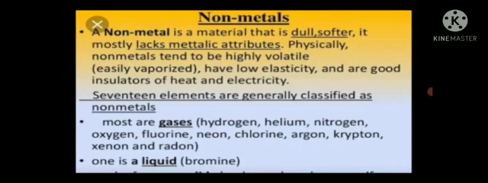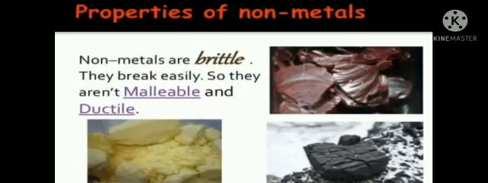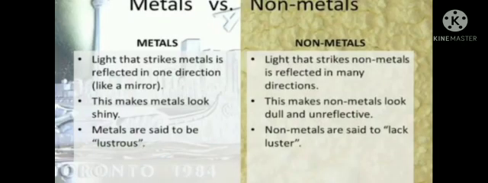Non-metals. A non-metal is a material that is dull and softer. It mostly lacks metallic attributes. Physically, non-metals tend to be highly volatile. Properties of non-metals: they are brittle, they break easily, and they are not ductile or malleable.